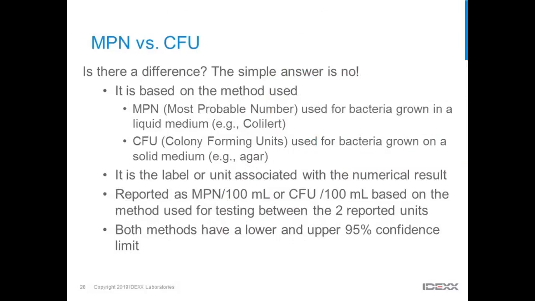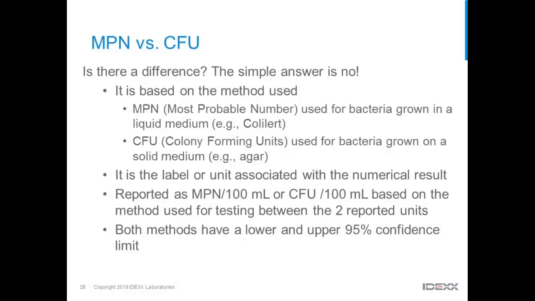What CFU and MPN refer to is the method that you're using for testing. MPN, most probable number, is used when reporting results that are done in a liquid media, such as Colilert, whereas colony forming units, or CFU, are used when you're working on a solid media, agars. So it's more of a label that's associated with the result as opposed to meaning something different. So reporting out as MPN per 100 mL or CFU per 100 mL will basically give you the same result, just differentiating what method was used to obtain it.